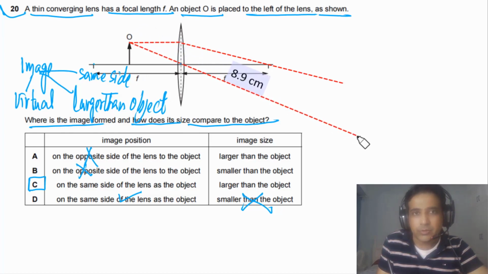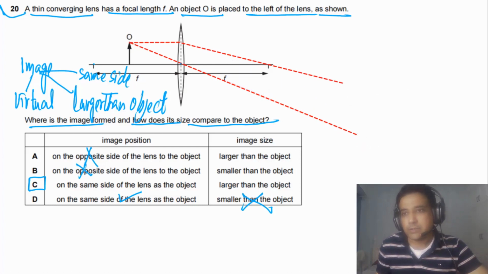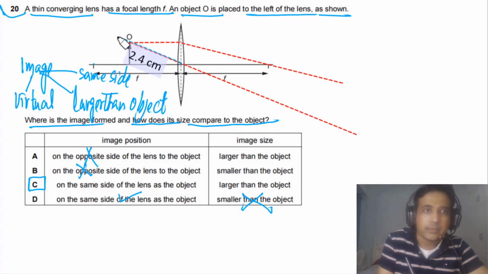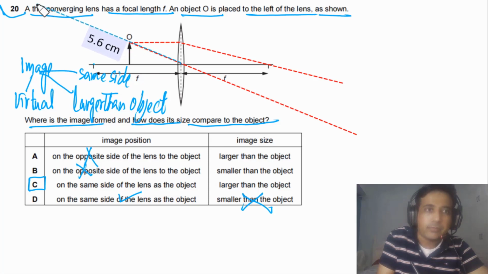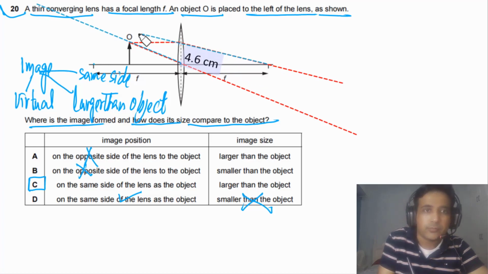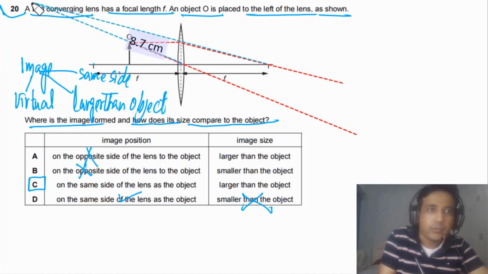So we can draw like this. These two rays will not intersect each other. But if we draw the extension of these lines, they will meet here. We can also draw the extension of these other lines from here, and they're going to meet somewhere here.